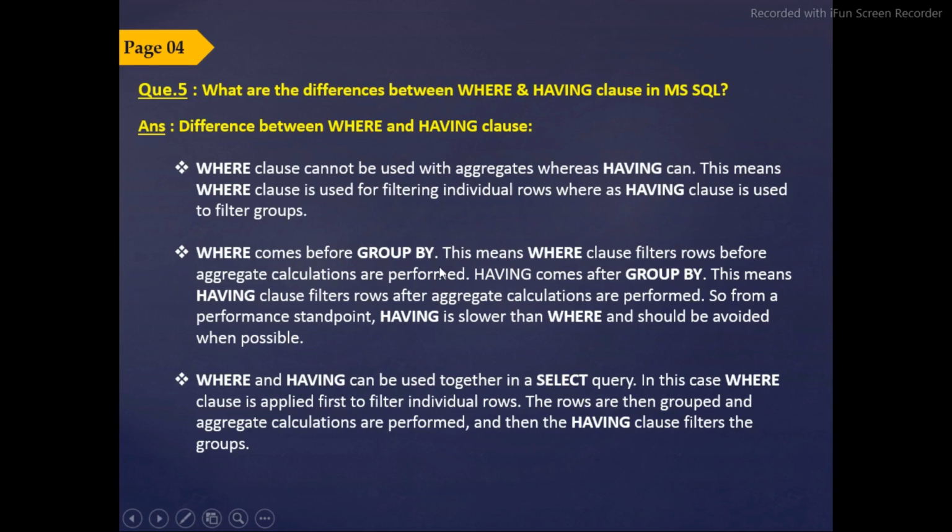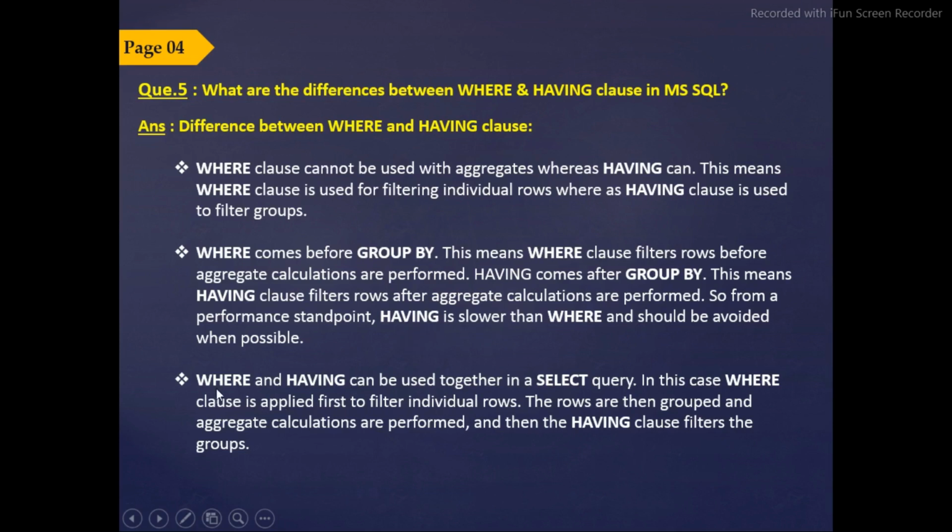Where comes before group by. This means where clause filters rows before aggregate calculations are performed. Having comes after group by. This means having clause filters rows after aggregate calculations are performed. So from a performance standpoint, having clause is slower than where and should be avoided when possible. So keep this in mind. If there is no chance, in that case you just use only having clause.